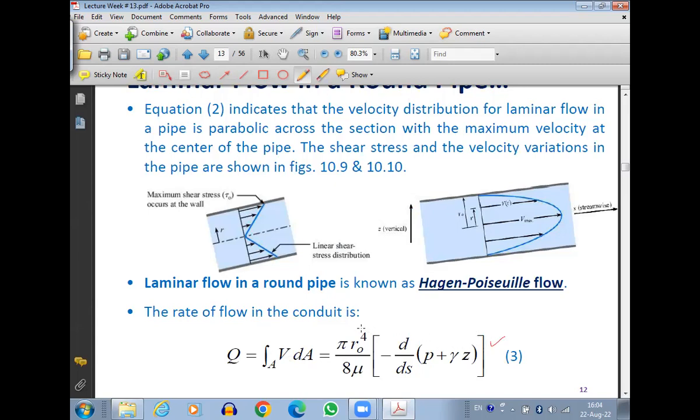Now there is a specific flow which is known as Hagen-Poiseuille's flow. Now Hagen-Poiseuille flow is basically what? It is the laminar flow in a round pipe. So laminar flow in a round pipe is known as Hagen-Poiseuille's flow. Now this is an important point from the point of view of short questions or conceptual questions. If it is asked in the exam, what is Hagen-Poiseuille flow? It is laminar flow in a round pipe. Okay. So these are basically the formulas for the Hagen-Poiseuille flow.